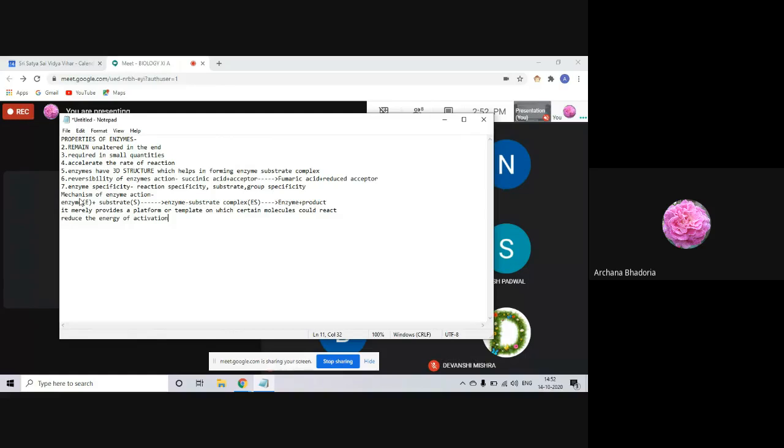Yes or no? Yes, ma'am. So activation energy is the minimal amount of energy which is required for a molecule to take part in the reaction.